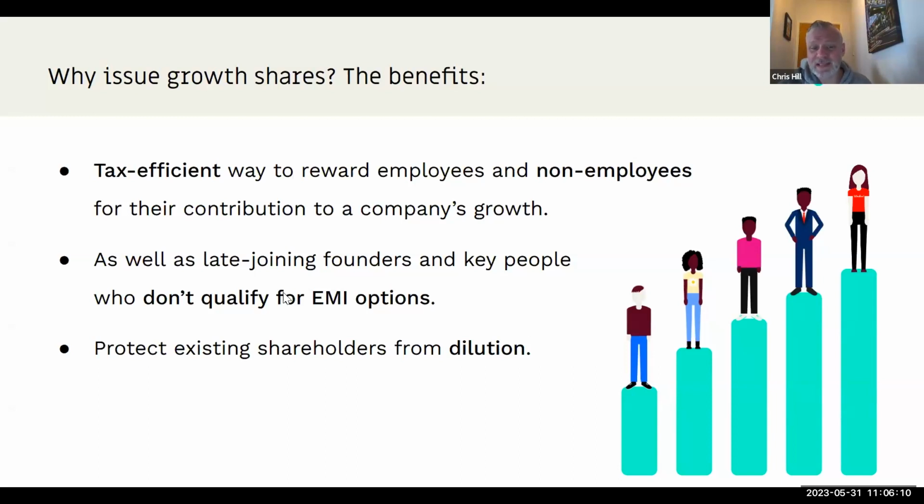As I mentioned, it protects the existing shareholders from dilution. The existing shareholders have built the business to this point, so that is all of theirs. They do not dilute in that. With growth shares, you only share in the growth of the business.